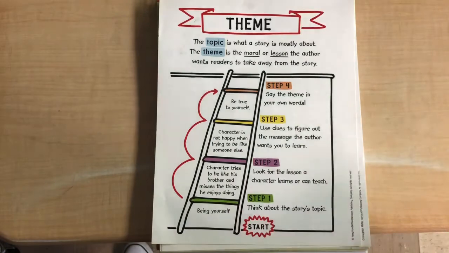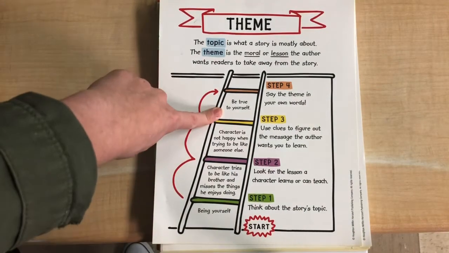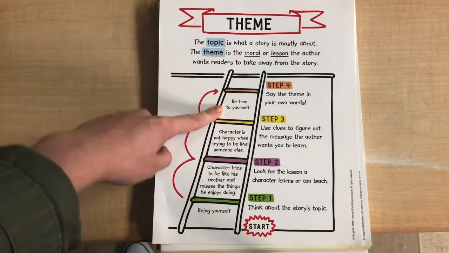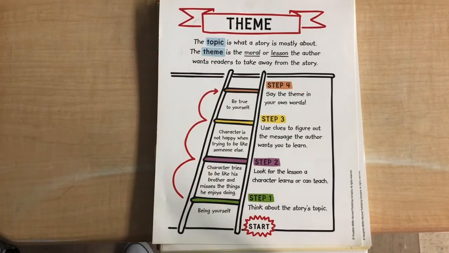Step 4, say the theme in your own words, retell it in your own words, which would be true to yourself. And then you would add more details to that. So as you listen to this week's story and read other stories, make sure to ask yourself, what is the story mostly about? What is the problem in the story that the character faces? How does the character change by the end of the story? How is the problem solved? And what lesson is the author trying to teach me?